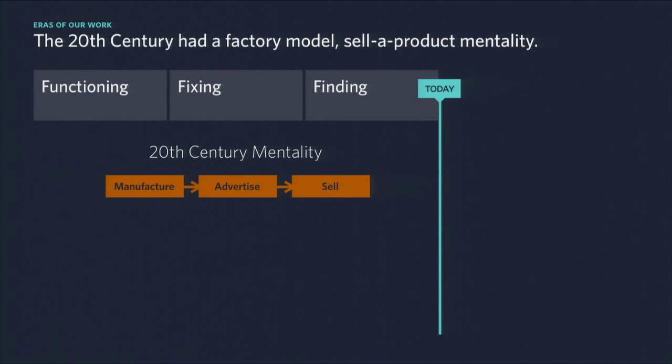So let me address these separately. First, a 20th century mentality is how do we manufacture it, and then how do we sell it? And then the big crazy innovation in the 20th century, let's advertise it. Let's tell people what it is so that they will want it and we can sell more of it, right?